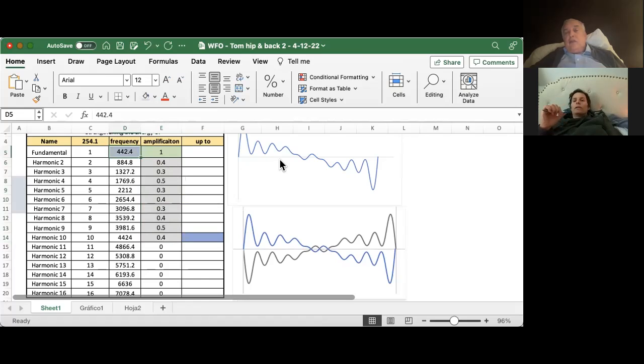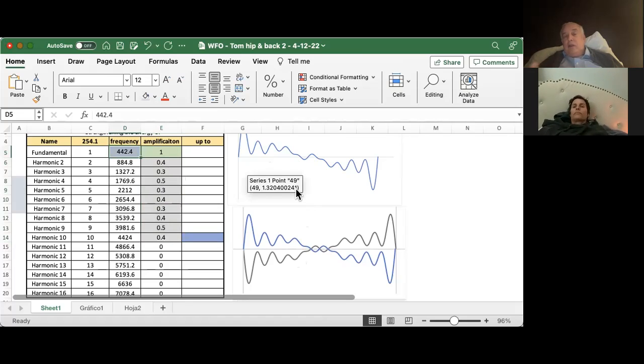Now, it doesn't show frequency in the graph. It just shows the form of the wave, okay? Because some frequencies are in the hundreds, others are in the thousands, others might be in the tens or hundreds of thousands. It could be anything, right?